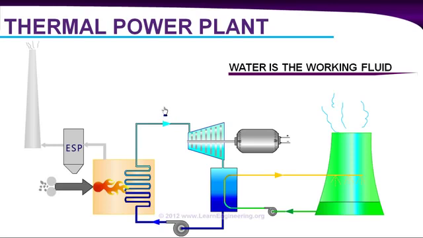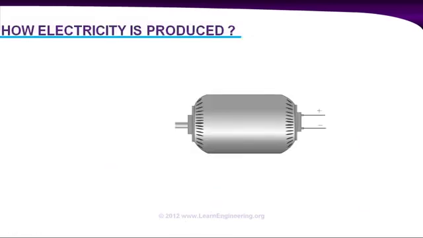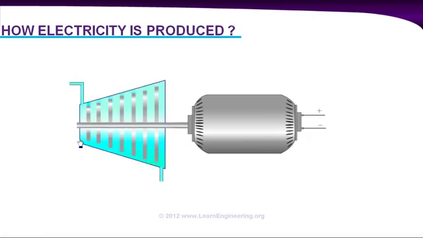So the basic question: how is electricity produced? And here is the answer: using a generator. If we can rotate the shaft of the generator, we can produce electricity. In thermal power plants, we rotate this shaft with the help of a steam turbine, like this. You can connect a steam turbine to the generator shaft, and if you can rotate the blades of this turbine, you will get electricity.